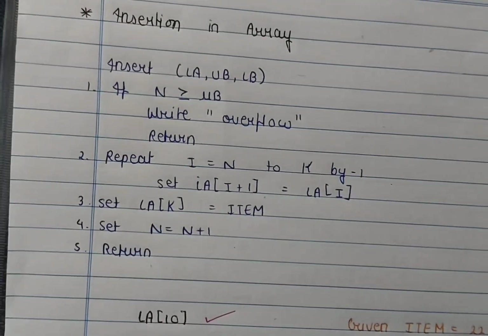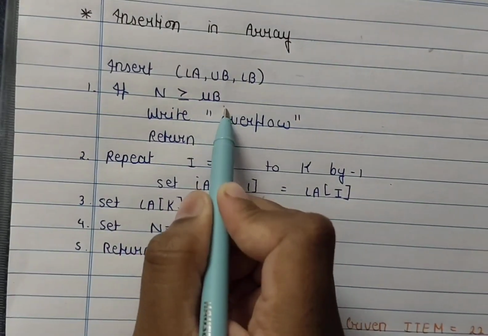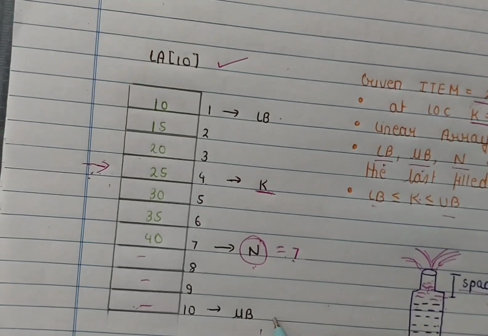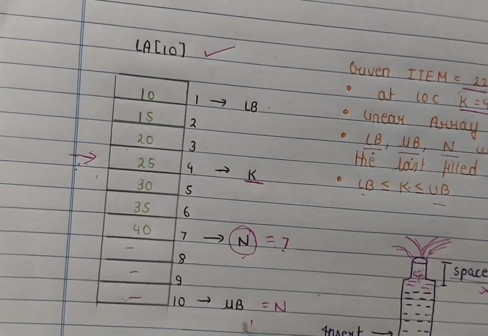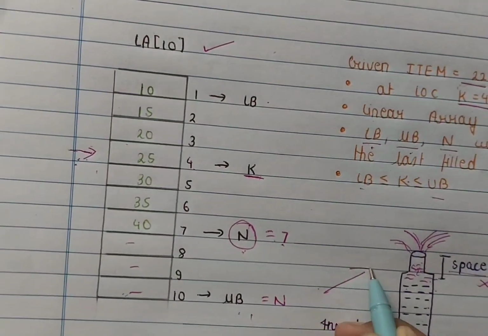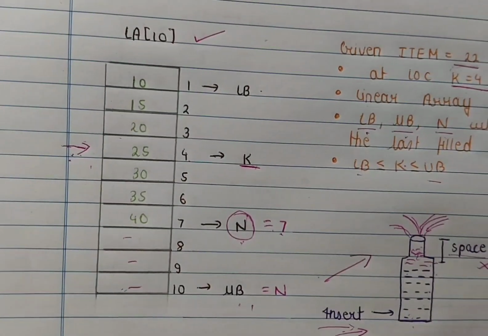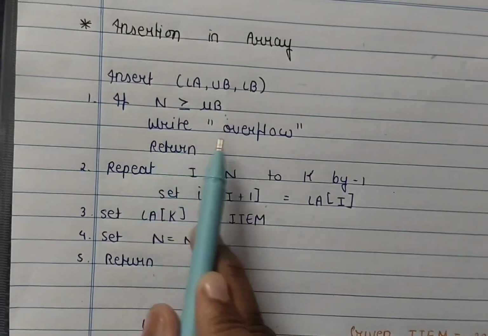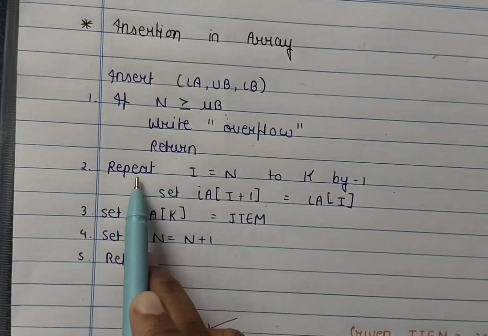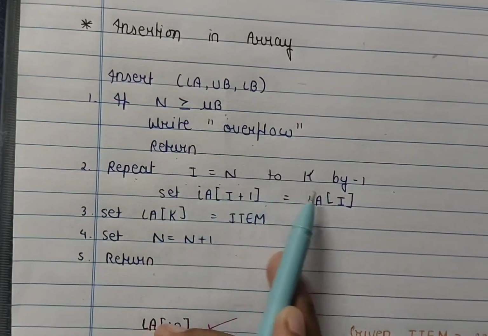Next, if we look at the algorithm, it starts with the condition n greater than or equal to upper bound, which means that n is either equal to the upper bound or greater than it, which will result in overflow as we have seen earlier. So in this condition, we'll write overflow and then return. Now we'll repeat for I equals n down to k by minus 1.